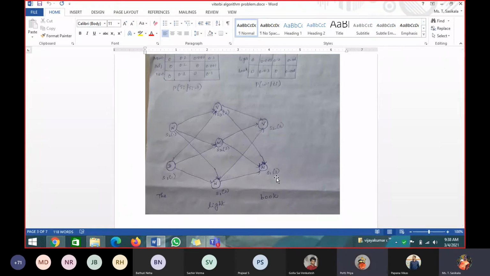Book. How many tags we have for book? Please be active, otherwise I cannot complete this problem. 2 tags. What are the 2 tags? Noun and verb. So how do I give the label? S1 of 3, S2 of 3. So I have drawn all the circles, 2 circles here, 3 circles here, 2 circles here.